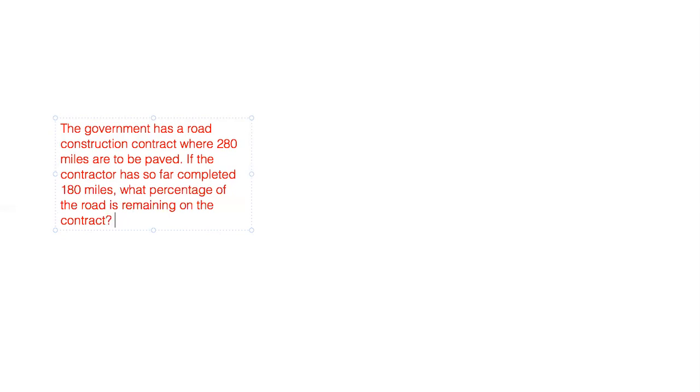Okay. So we're asking about percent. So what we want to do is write down everything we already know. So we know that the length of the road on contract is 280 miles. The completed section is 180 miles. So we need to find out the remaining section. 280 minus 180 is 100. So 100 miles would be the remaining section.